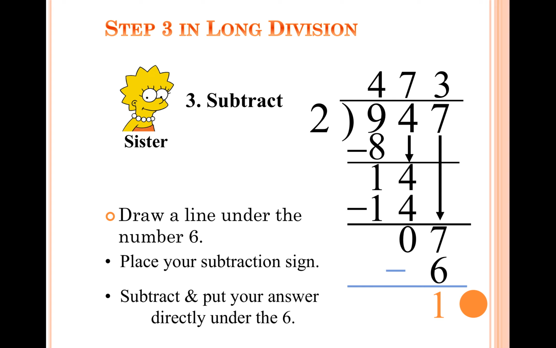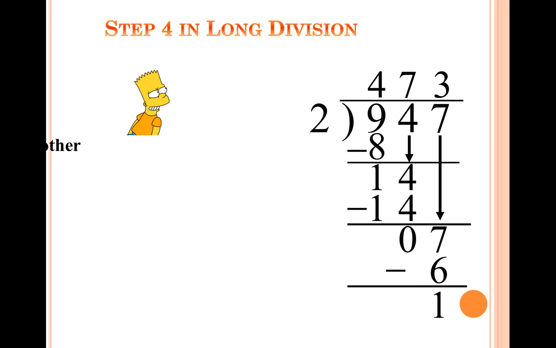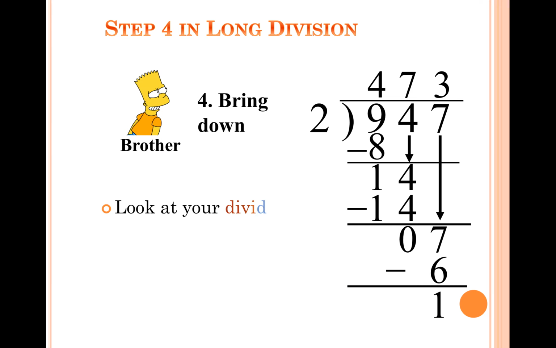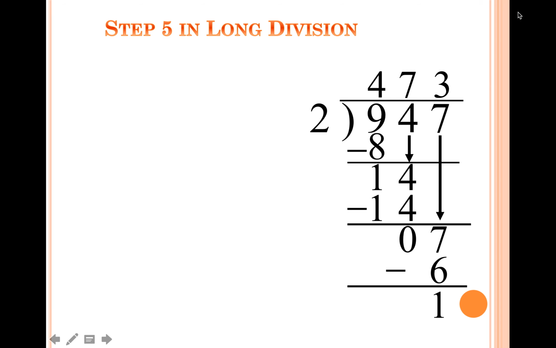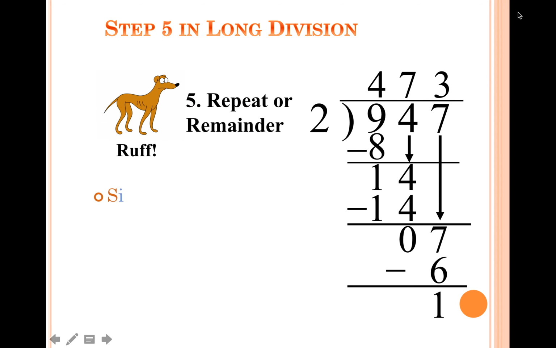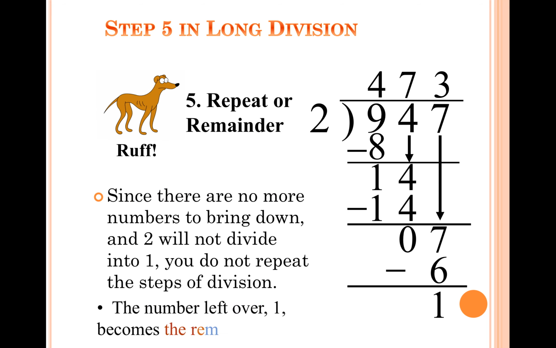And now we have 2 choices. Either we could leave it as 473 remainder 1, or if we want to get a precise answer, let's see what we choose to do here. So bring down: look at your dividend to see if there are any more numbers to bring down. No, there's no new numbers to bring down. So we can move to step 5. Since there are no more numbers to bring down and 2 doesn't go into 1, you have a remainder. The remainder is 1.